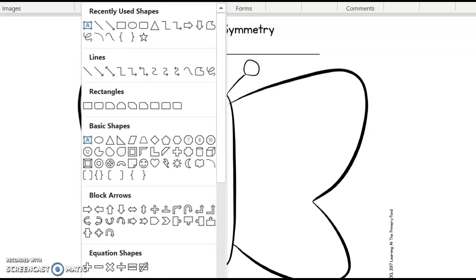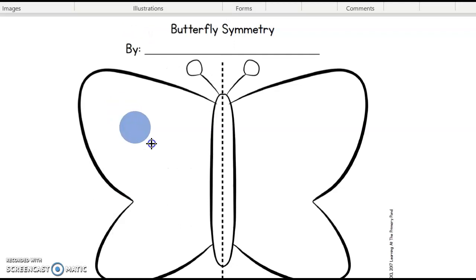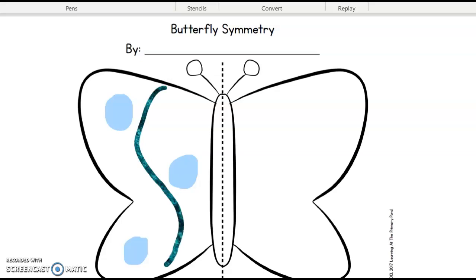So, for example, if I put this circle right here, then on this side I would want that same circle over here. Okay, so what I want you to do is go ahead and color this side however you want. So I'm going to add some spots, and then I'm going to draw a little squiggle down the side. Okay, you draw your side however you want.